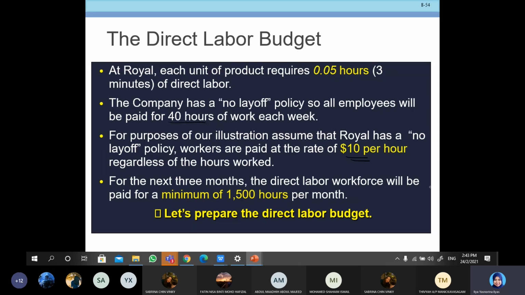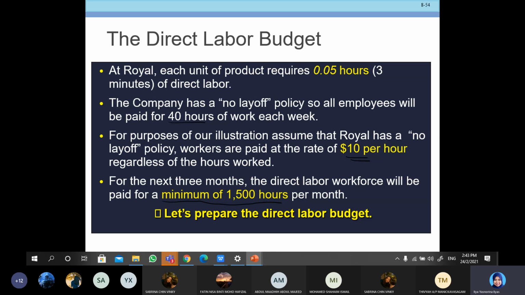The direct labor workforce will be paid the minimum. Some questions will set a minimum. Let's say the minimum hours that you work for that month is 1,500. Let's say you work for 1,000 hours only. You will be paid 1,500, starting from 1,500. That is the minimum. That is the term that your company already set.